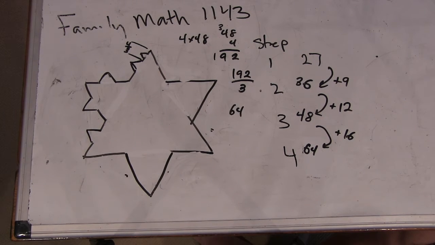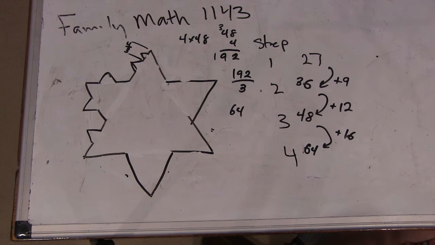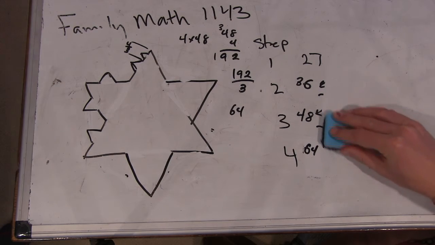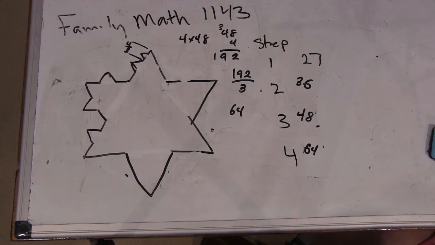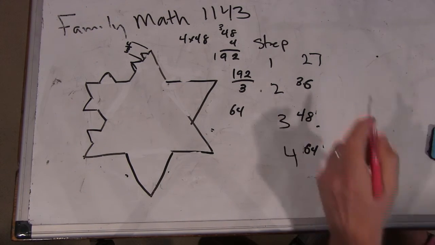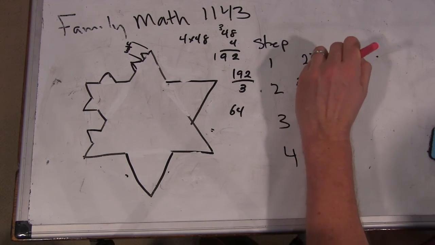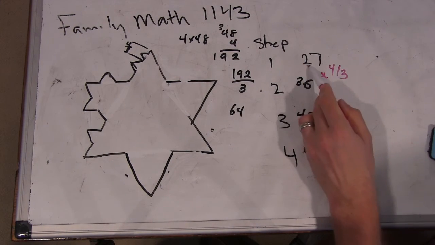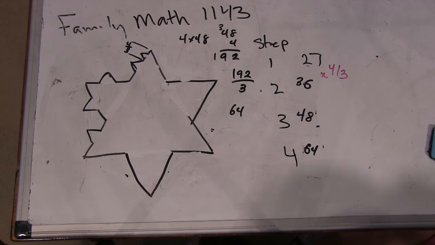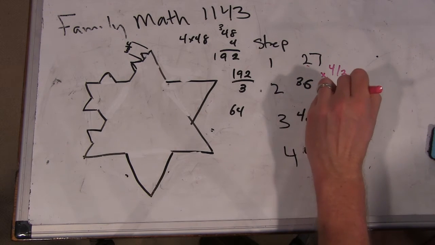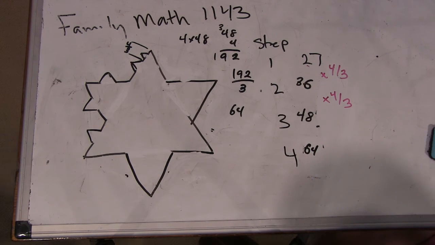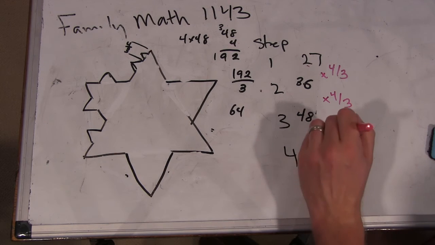Yeah, that's exactly right. And it's also happening here. It's times 4/3 every time. So what's 27 times 4/3? 36. Yeah, because it's 9 times 4. Yeah. And then times 4/3 here. That turns into a 48 again. How? Because a third of 36 is 12. Okay, and what's a third of 48?